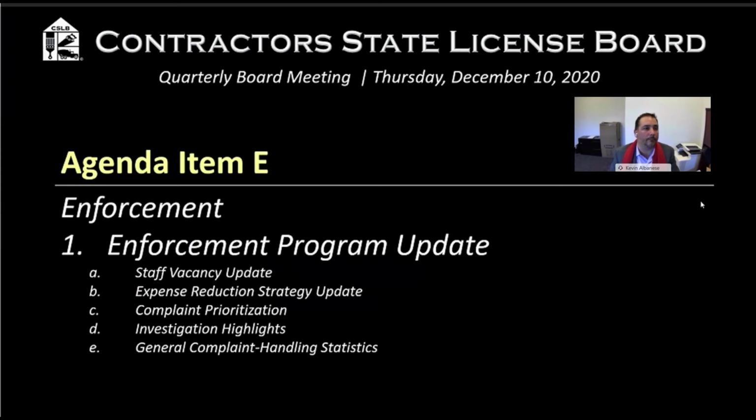All right. Well, good morning, everybody, and thank you, Chair De La Torre. The enforcement program update is going to begin on page 215 of your packet, and we start with a vacancy update and summary of the implementation of the expense reduction strategies. As reported in the board packet, 15 enforcement staff are currently redirected to assist counties with COVID-19 contact tracing. Last week, we were advised that the redirection of CSLB staff will likely continue until June of 2021.